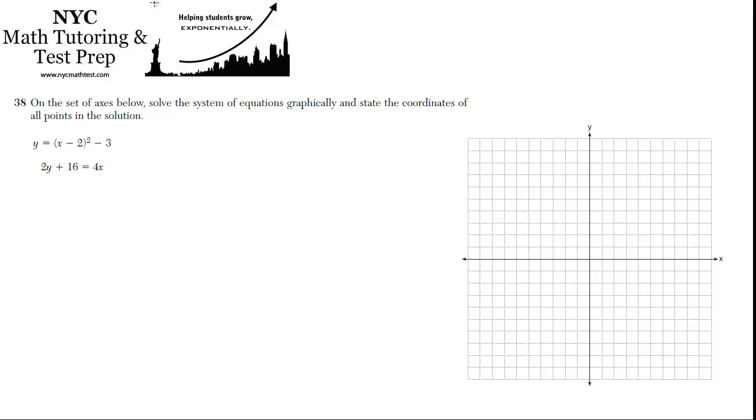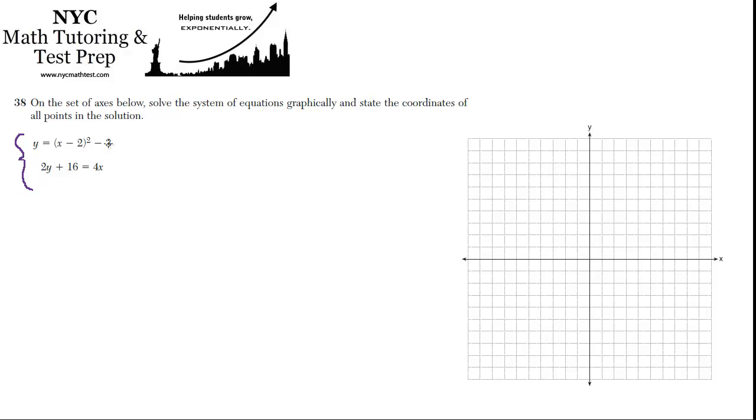38, last problem. On the set of axes below, solve the system of equations graphically and state the coordinates of all points in the solution. What is the solution of a system of equations? Well, the solution to a system is the values of the equations that make both equations true. So it's the points that lie on both curves or lines or whatever it is. So if we're going to solve it graphically, we're going to graph both of them and just see where they intersect, and that's the solution to the system.